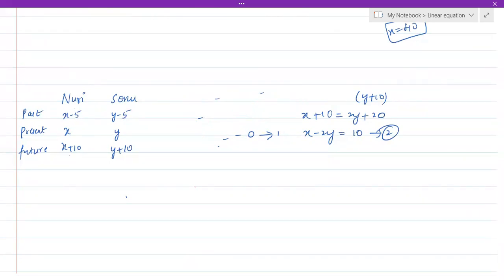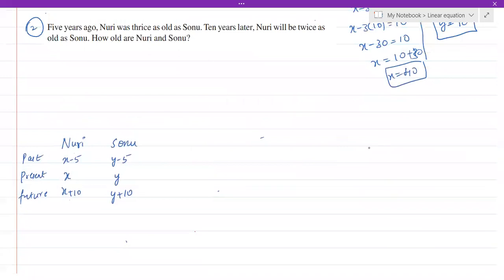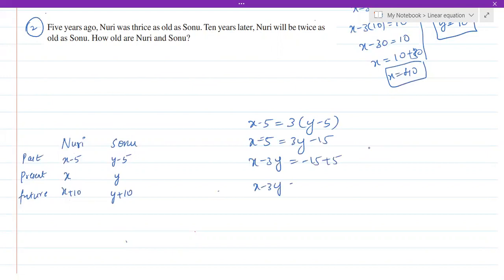So let's redo this. What is the question given? 5 years ago, what was Nuri's age? x minus 5. That was thrice as old as Sonu, in the sense, 3 times Sonu's age: 3 into y minus 5. Simplify this. x minus 5 equals 3y minus 15. So get 3y to the other side: x minus 3y equals minus 15 plus 5. Therefore, we get x minus 3y is equal to minus 10. This is our equation 1.